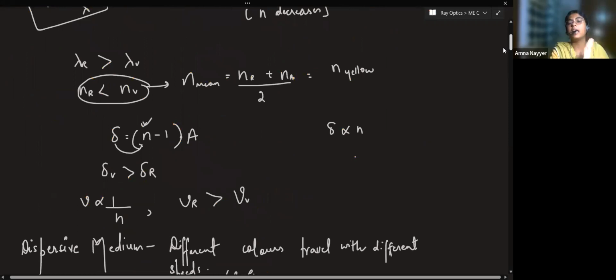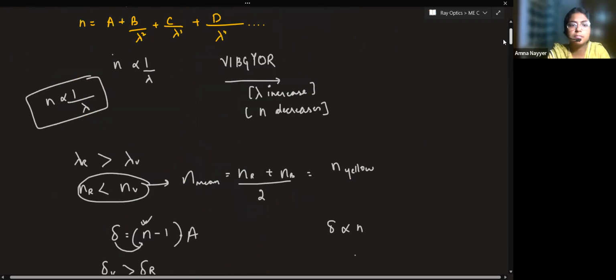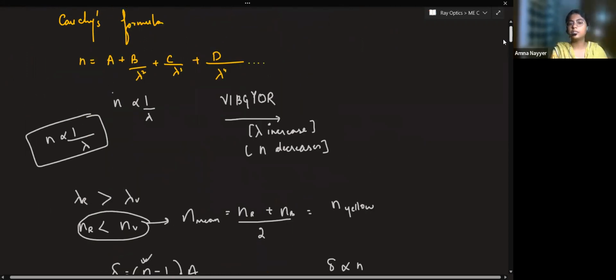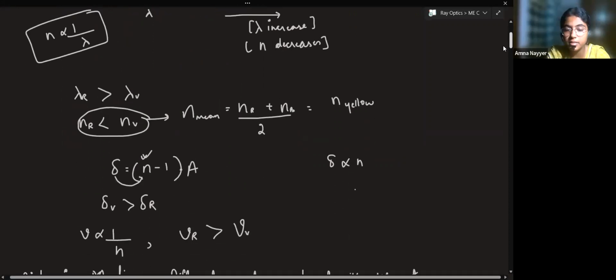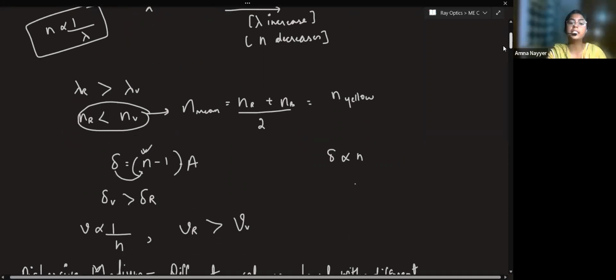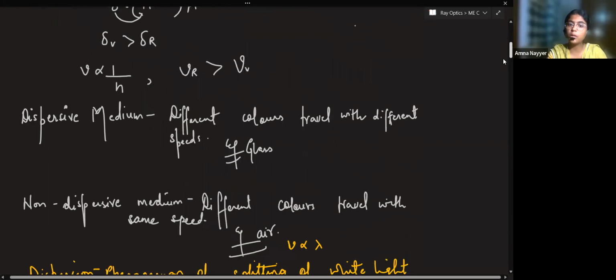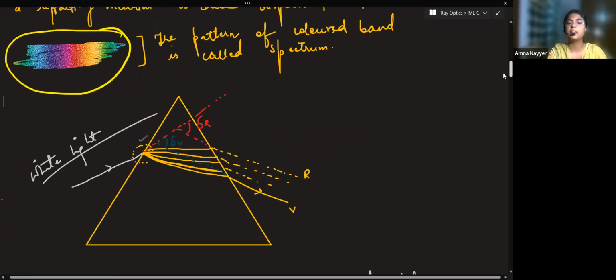wavelength and refractive index of VIBGYOR. You have to remember that red has the highest wavelength and it will have the least refractive index. And red will have the highest velocity. Highest velocity, highest wavelength for red color.